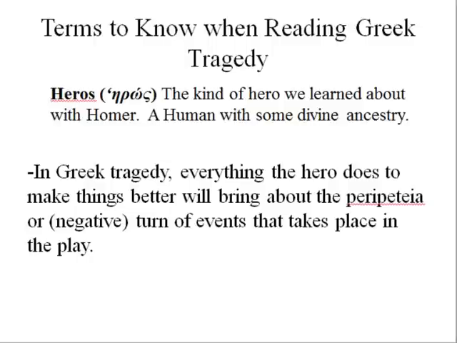In a Greek tragedy, everything the hero does to make things better will bring about the peripeteia, or negative turn of events, that takes place in the play. So everything the main character or hero does to make things better will make things worse. And this is how you can tell who's the hero in a Greek tragedy. There are some other ways too, and we'll talk about those as we go through Antigone and Medea.